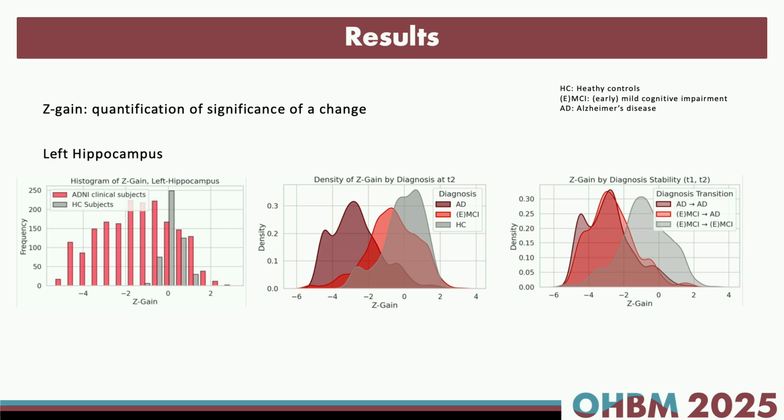And you see here, first I had subjects that have Alzheimer's at the first time point and also at the second time point. Then I have, in lighter red, subjects that have EMCI and transition to Alzheimer's. And then I have subjects that have EMCI and stay at EMCI. And you see that the subjects that transition have the same Z-gain distribution as the subjects that have Alzheimer's and stay with Alzheimer's, compared to the ones that don't transition. So this is really an indicator that Z-gain might be sensitive to predicting change to Alzheimer's.